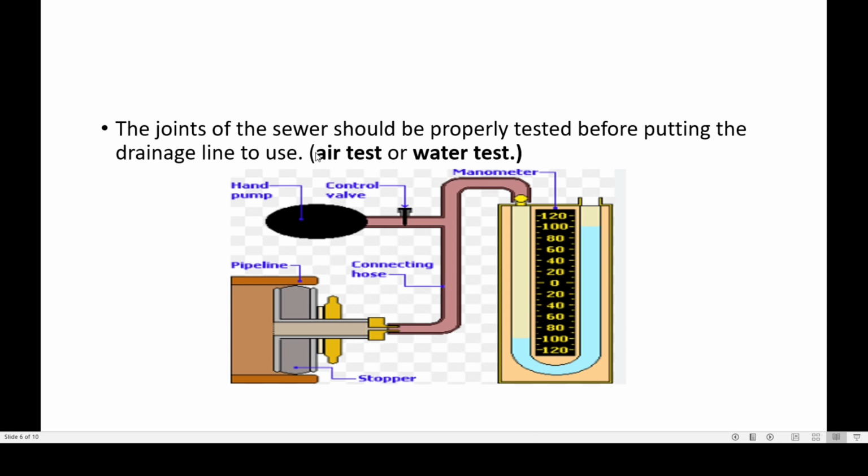So every sewer should be properly tested before putting the drain lines to use. Before that, you have to carry out an air test or water test. You can study about those tests and find the links in our description.